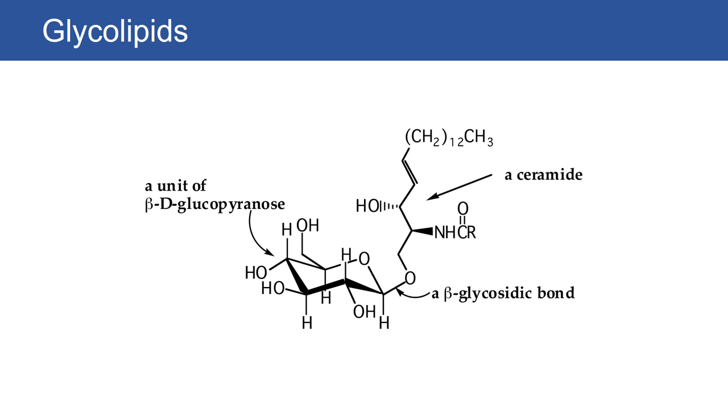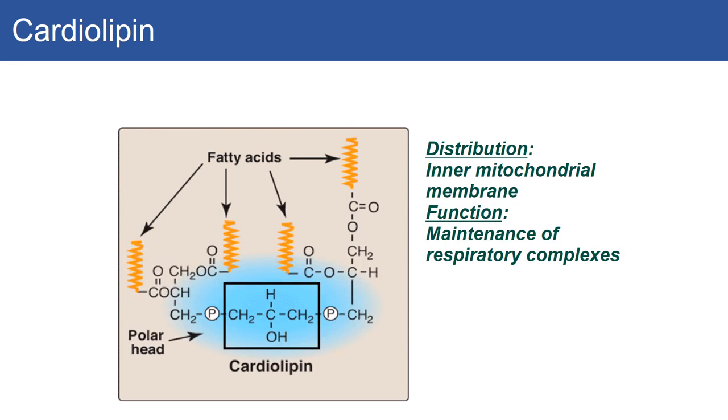Glycolipids are very common. They're a complex lipid that has carbohydrates and ceramides. The carbohydrate is very commonly glucose and galactose, and you can have mono or oligosaccharides in this situation. Cardiolipin. Cardiolipin is an intermitochondrial membrane. It's important in maintaining the respiratory complex. Again, you can have multiple fatty acid chains. You have your ceramide, and you have two phosphate linkages that have fatty acids attached to them.